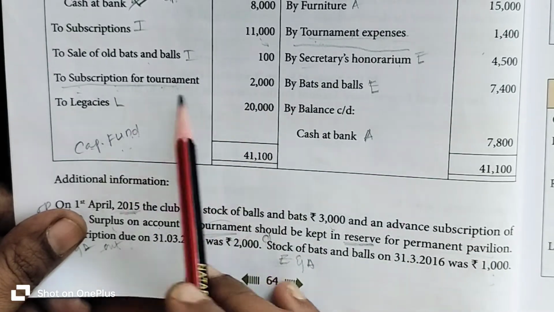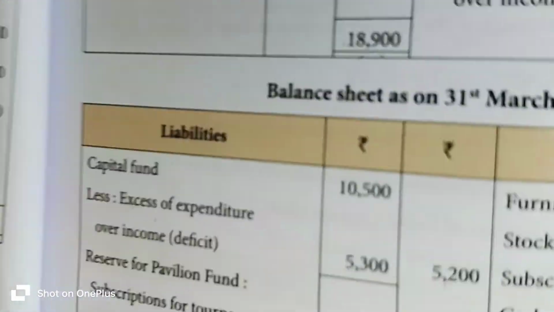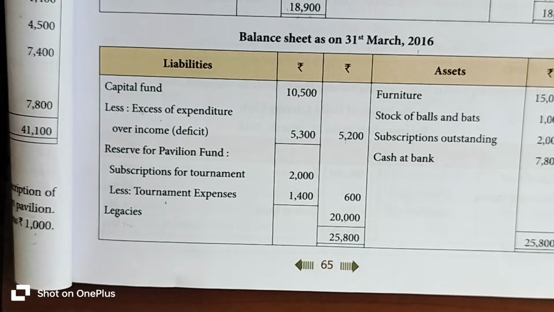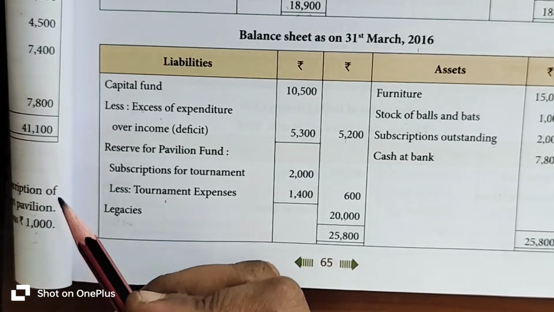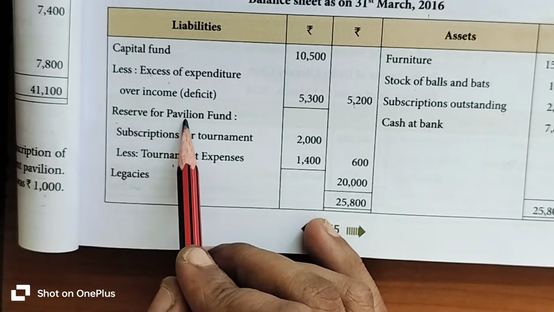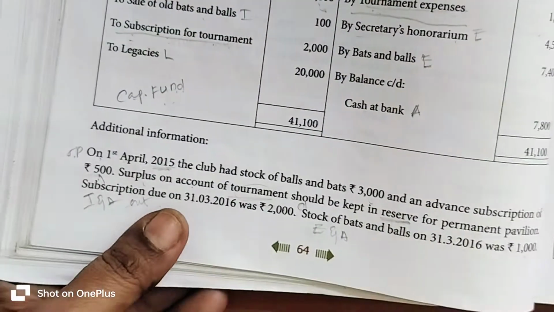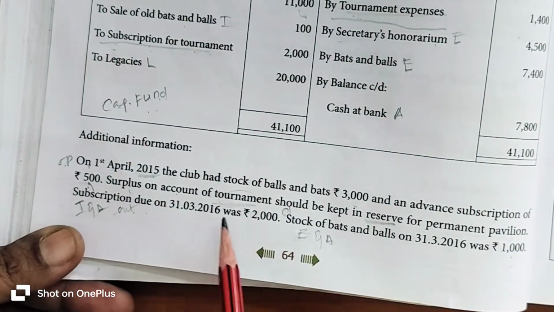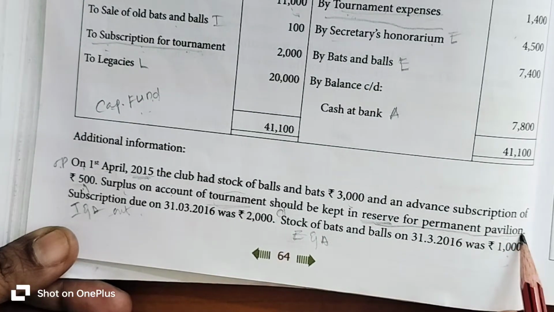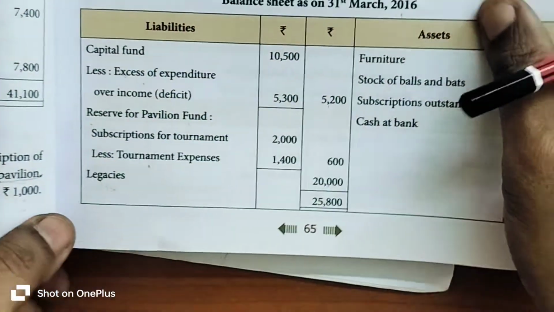Okay, let's see this item here. So it will appear as per the format. Tournament fund will appear separately on the liability side of the balance sheet. So we have to write the heading for that, reserve for pavilion fund. Why do you have to give this heading? They have given here in the additional information, reserve for permanent pavilion fund. So for that we created the heading, reserve for pavilion fund.